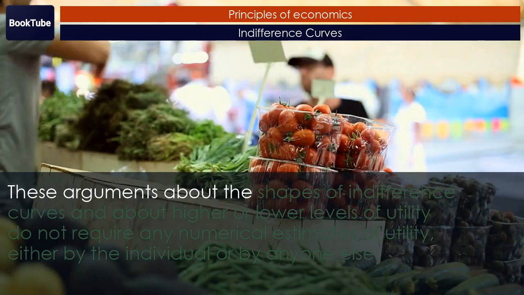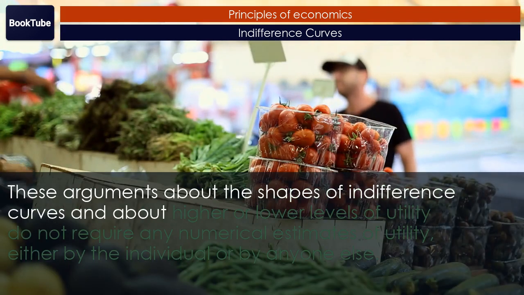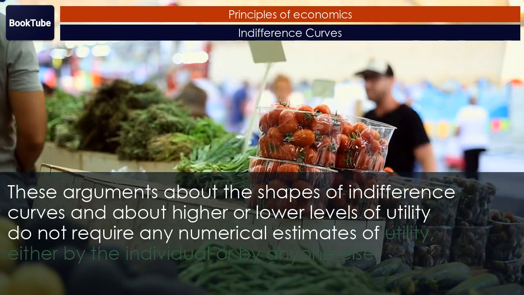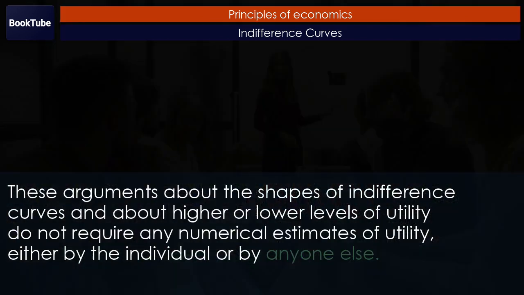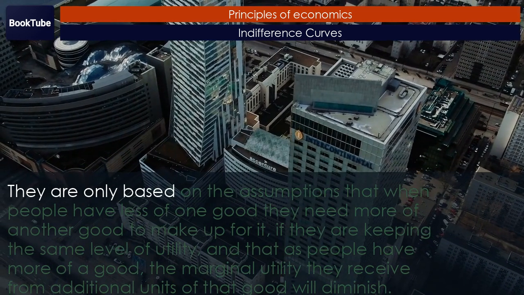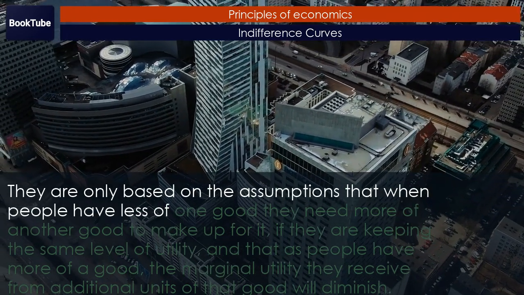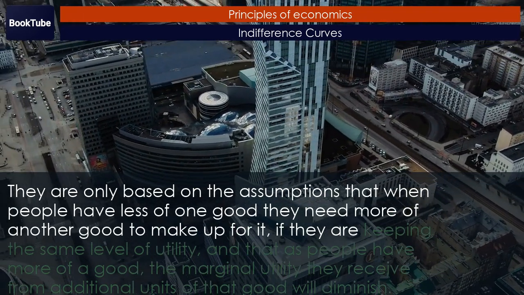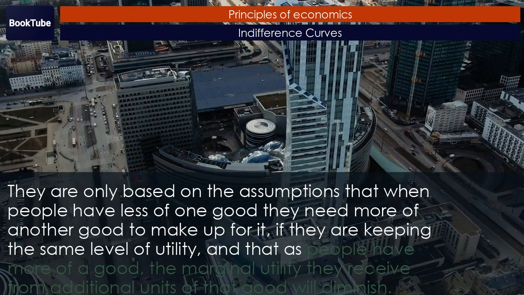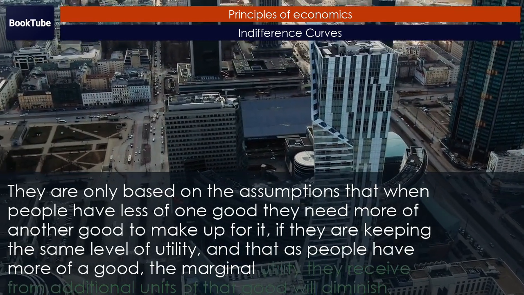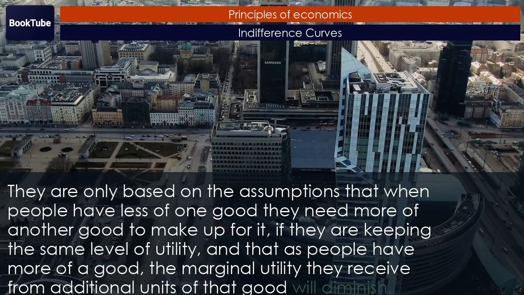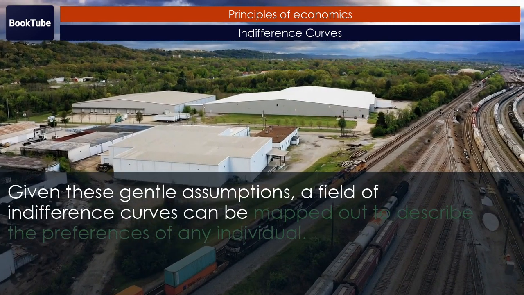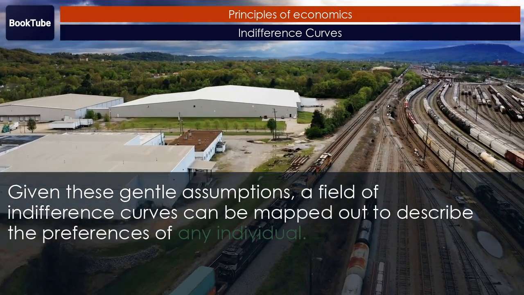These arguments about the shapes of indifference curves and about higher or lower levels of utility do not require any numerical estimates of utility, either by the individual or by anyone else. They are only based on the assumptions that when people have less of one good, they need more of another good to make up for it, if they are keeping the same level of utility, and that as people have more of a good, the marginal utility they receive from additional units of that good will diminish. Given these gentle assumptions, a field of indifference curves can be mapped out to describe the preferences of any individual.